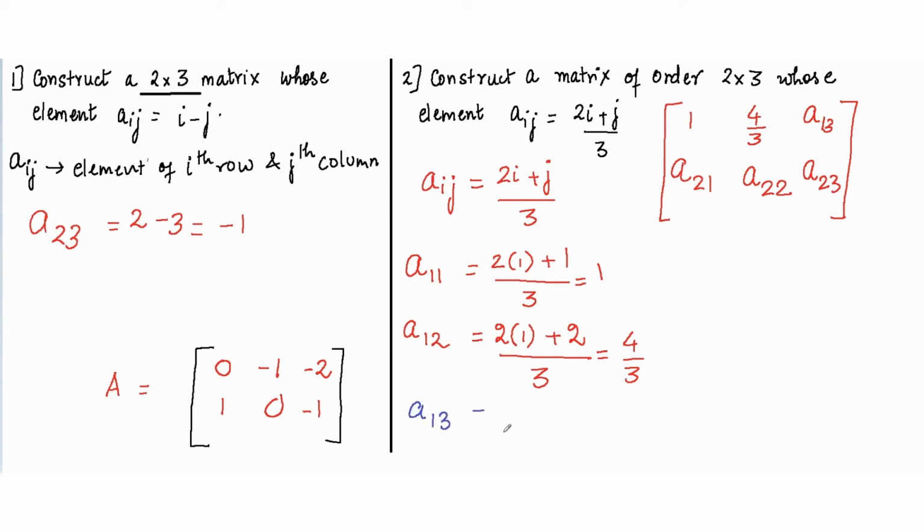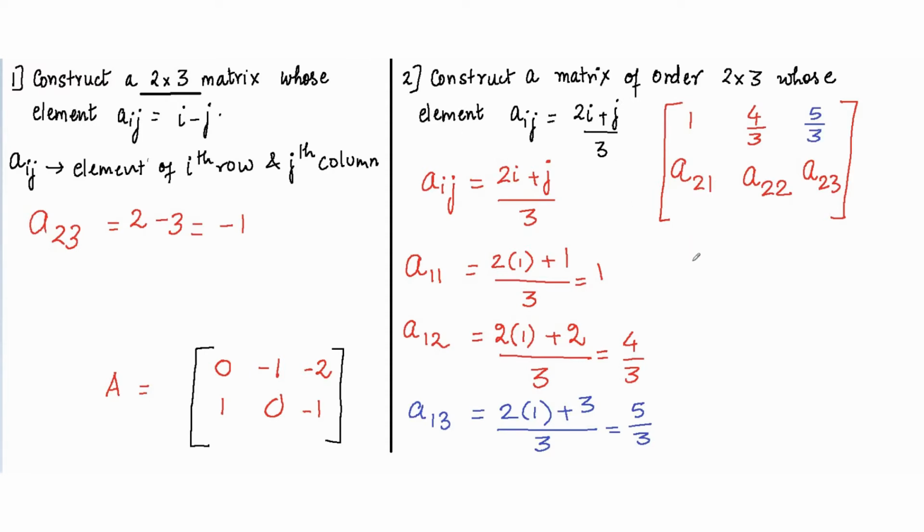So when I'm going to find A13, I'm going to multiply the first entry by 2. So that's 2 times 1 plus j is 3, the whole divided by 3. So 2 plus 3 is 5. So this becomes 5 by 3. So the first row, third column element is given by 5 upon 3.